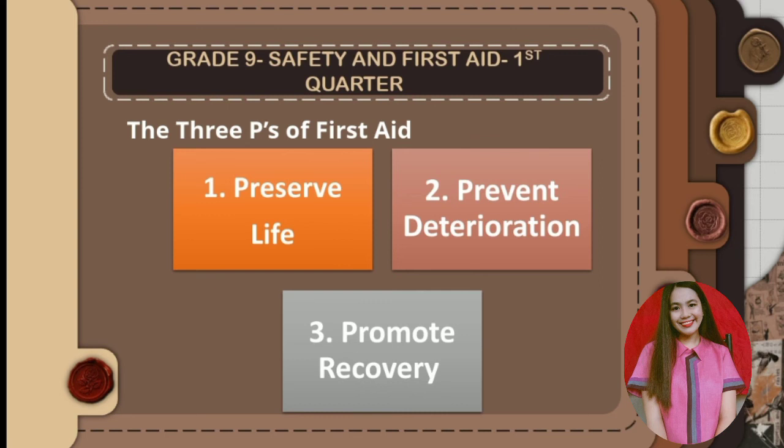Second is to prevent deterioration. Do what you can to keep the victim in a stable condition until medical professionals arrive. The goal is to prevent the condition from worsening and prevent any potential further injury. This may mean moving the victim to a safer location, applying first aid, stabilizing them, or just staying with the victim and providing comfort. Third is to promote recovery.